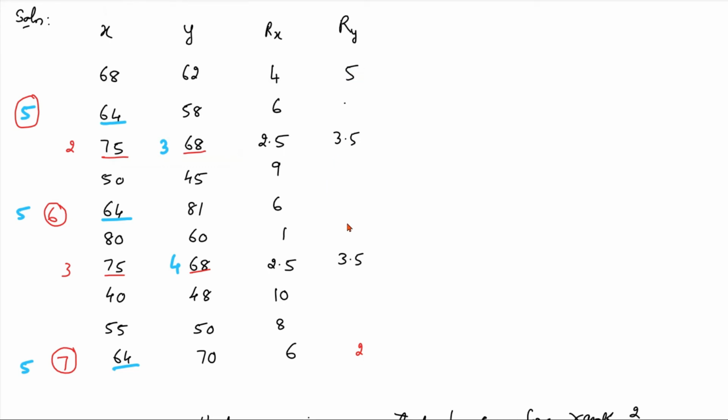60 is rank 6. 58 is 7. 50 is 8. 48 is 9. 45 is 10. Erased here, it should be 181. All the values have been obtained and you ended with rank 10.